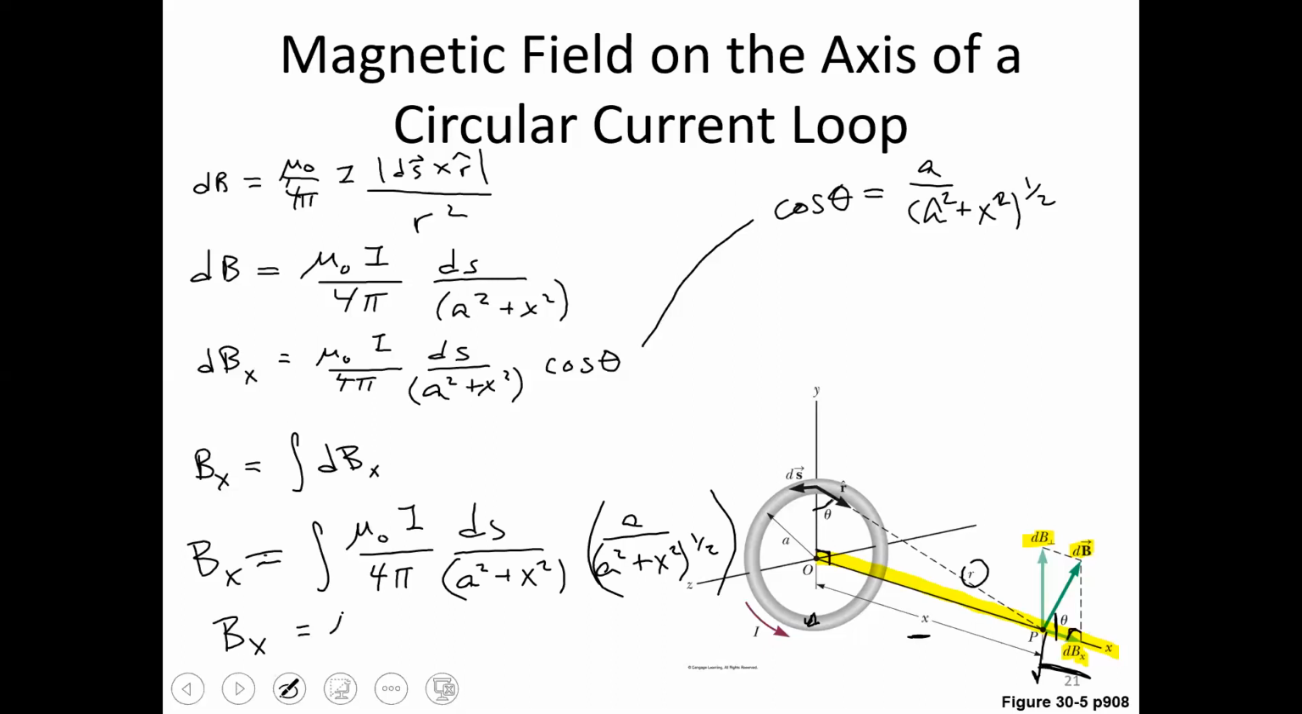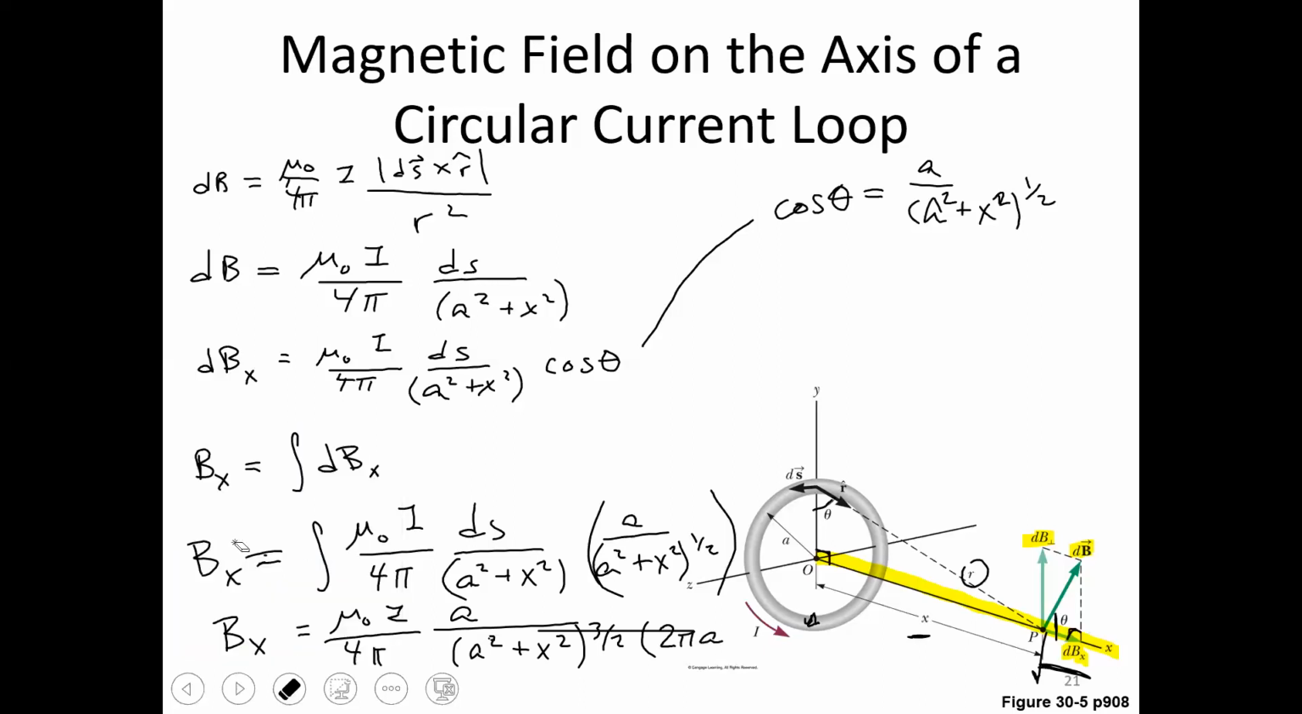So if I start to combine things that look alike, I've got an a on top here. I've got a squared plus x squared to the 1 power and a squared plus x squared to the 1/2 power. You just add powers together when you multiply those things. So a squared plus x squared to the 3/2 power on the bottom there. And when we do that integral around all of ds, we're just going to go around the circumference.